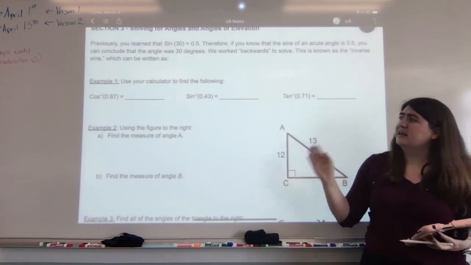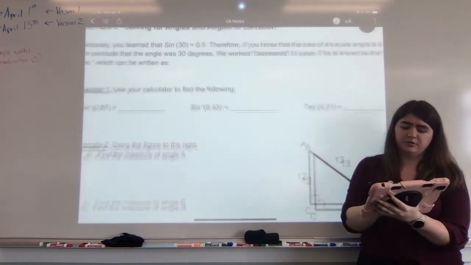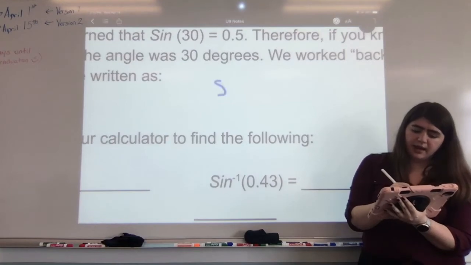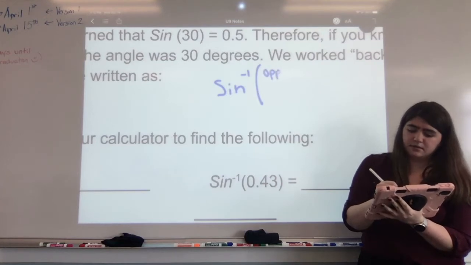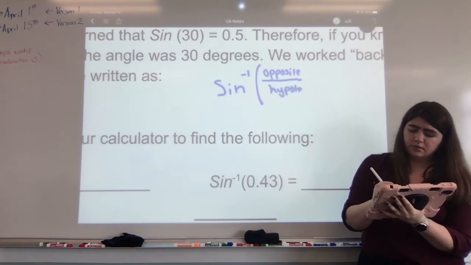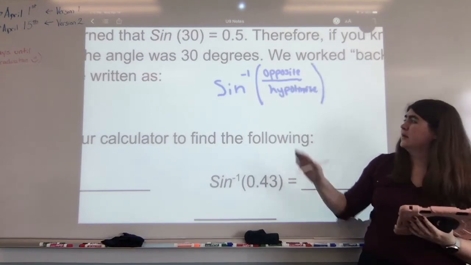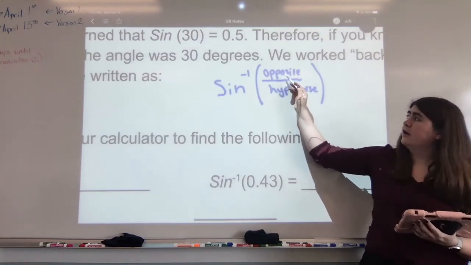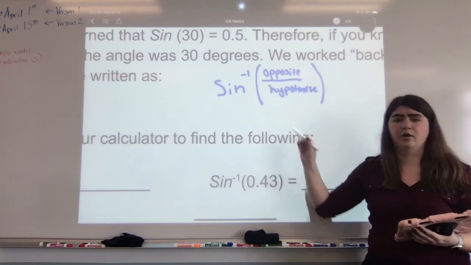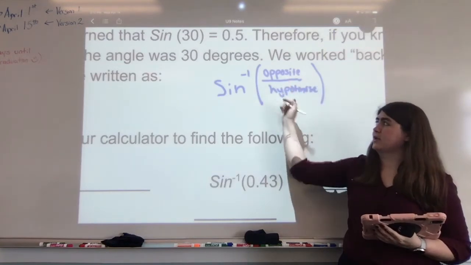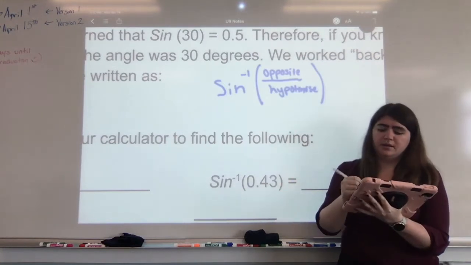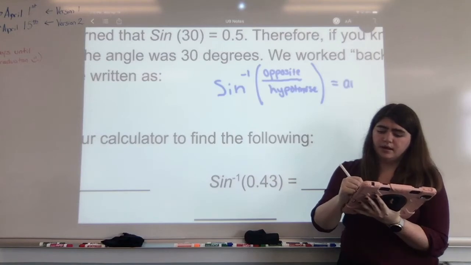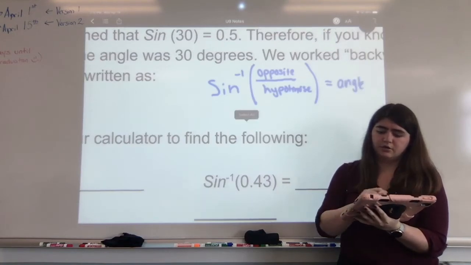This is known as the inverse sine, which can be written as, and I'll zoom in here so that's nice and clear, sine to the -1 power of the opposite over the hypotenuse as our function. So the ratio of our sides is inside now. Before we had our degrees, our angle measure in here. But when we work backwards, we're solving for the angle measure. And this is equal to the angle measured in degrees for right now.